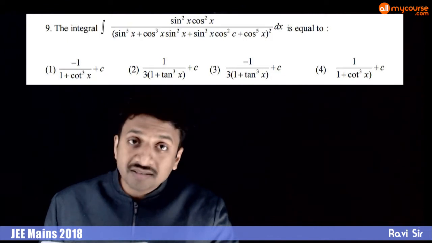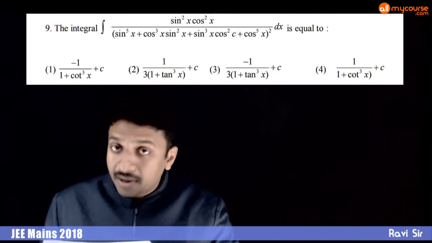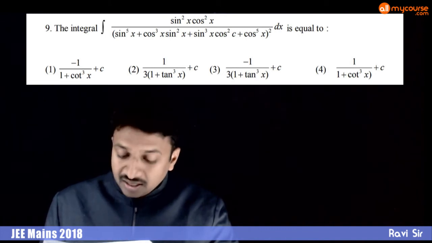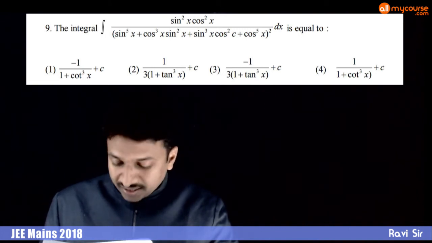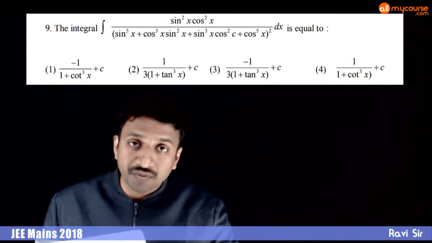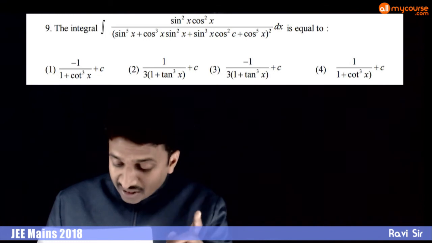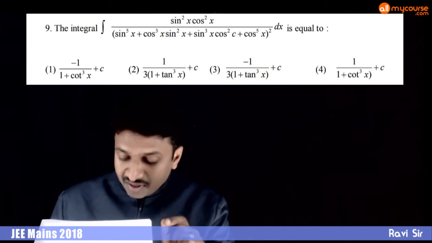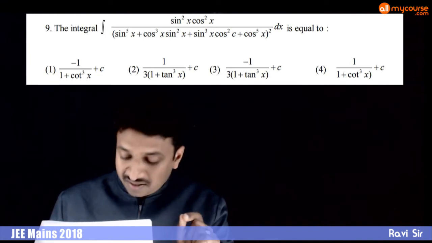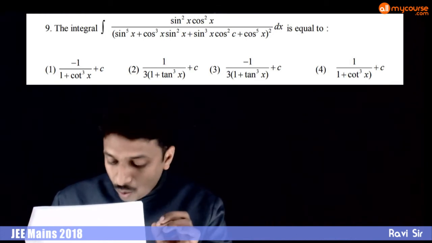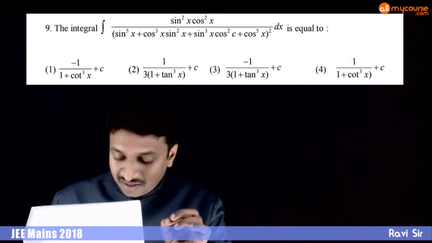Let's go to question number 9. Integral of sin²x cos²x divided by (sin⁵x + cos³x sin²x + sin³x cos²x + cos⁵x) whole squared. The answer to this question is −1/3 times (1 + tan³x) + c.